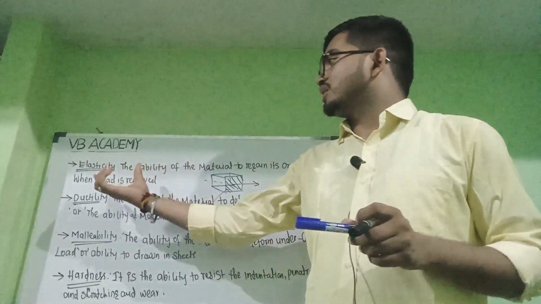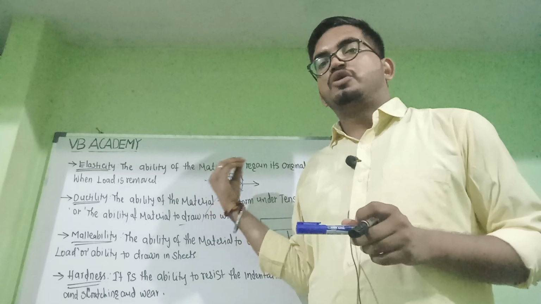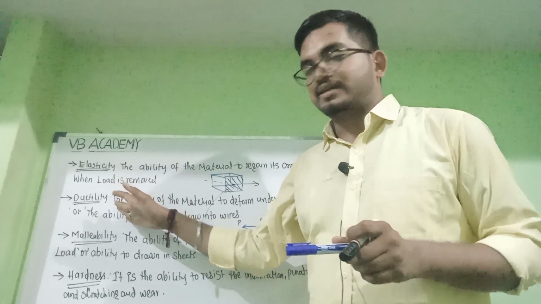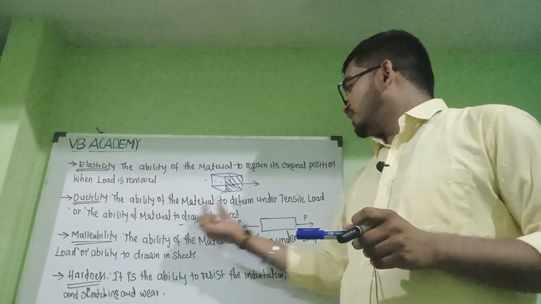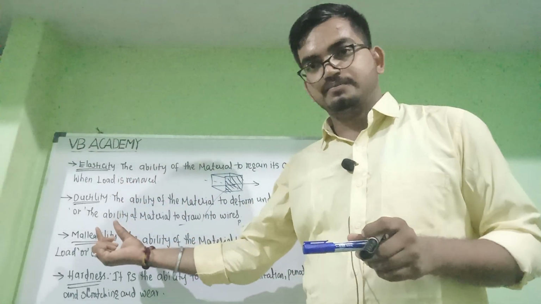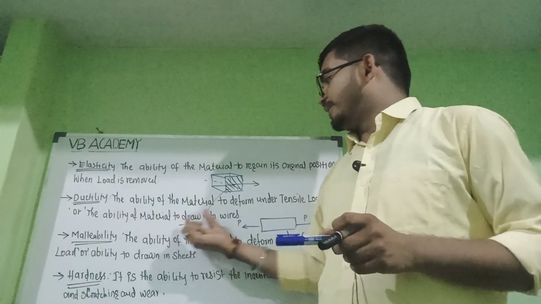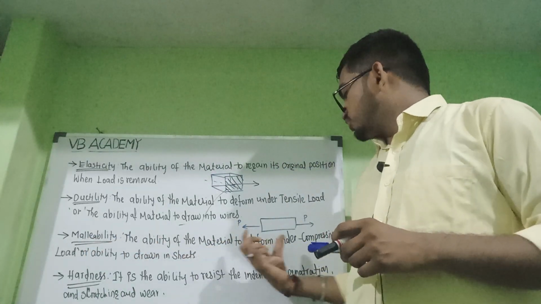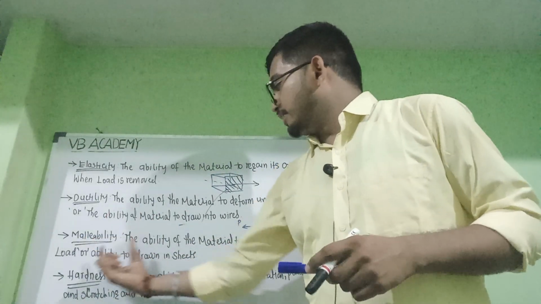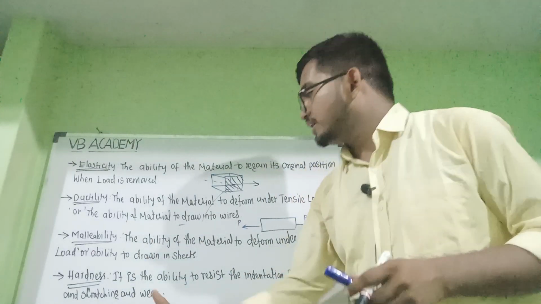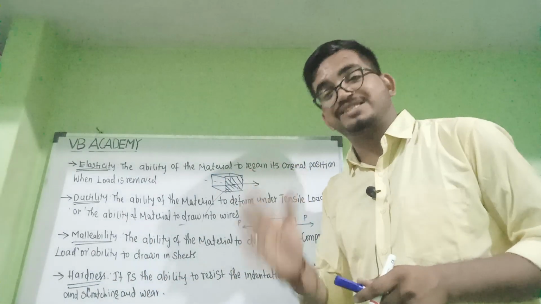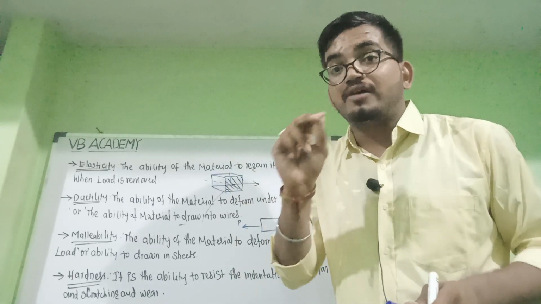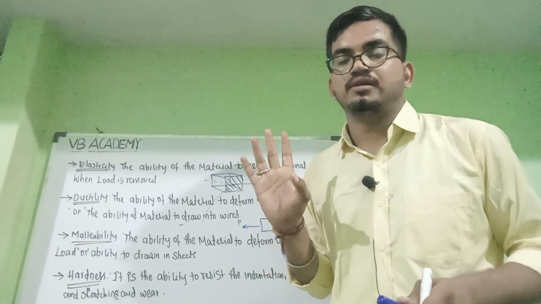Clear? So first one is what? Elasticity, the ability of the material to regain its shape whenever the load is removed. Then ductility means what? The ability of the material to deform under tensile load, or the ability to draw into wires. Malleability, the ability of the material to deform under compressive loads, or the ability to draw into sheets. Hardness means the ability of the material to resist indentation, penetration, wear and scratching, and the ability of the material to cut other material.